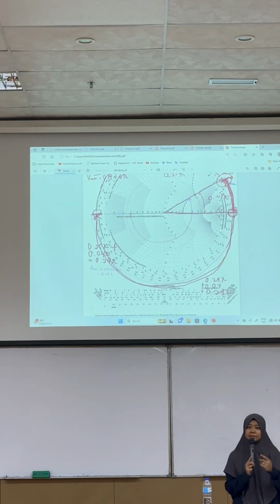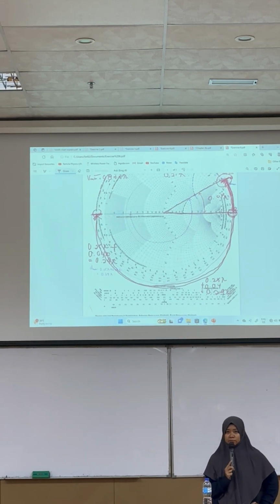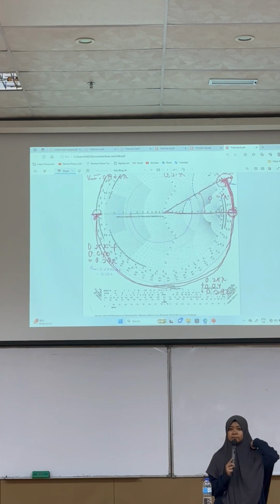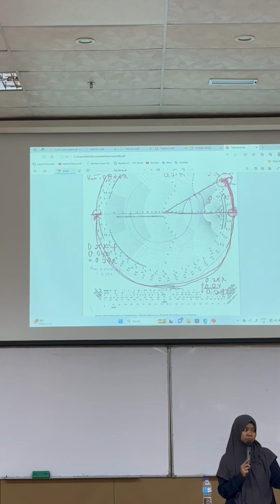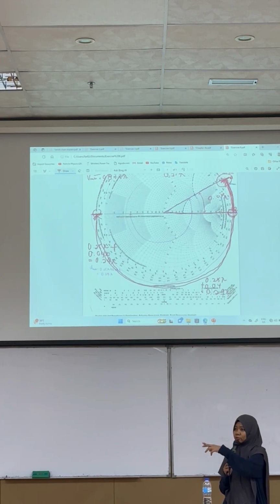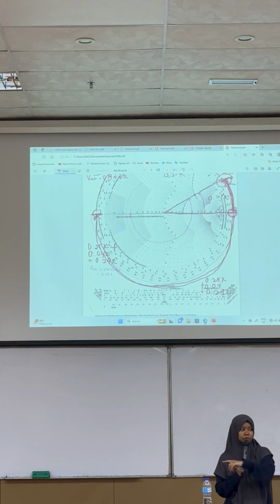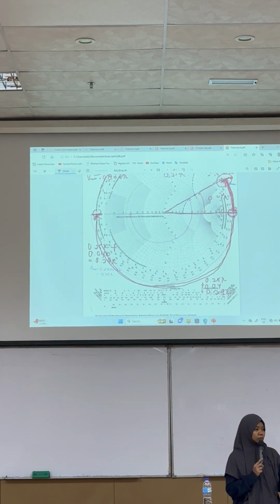What happens if Vmax happens to the transmission line? What happens if the V is more than the Vmax value? Overload. Station rosak. Disebabkan overload akan menyebabkan station rosak. Okay, what happens to the load?